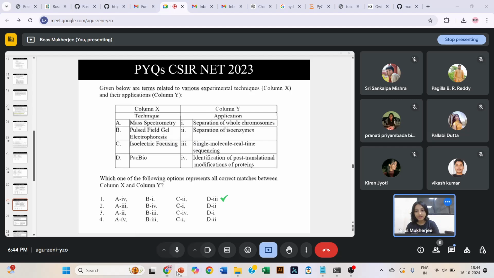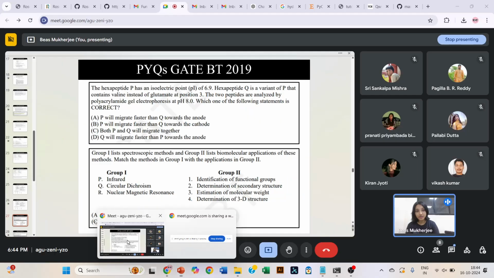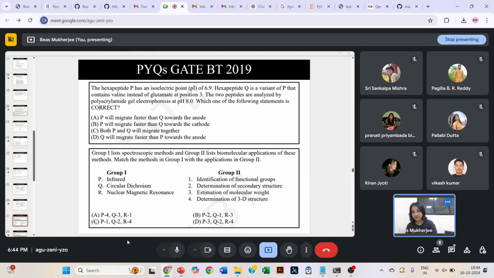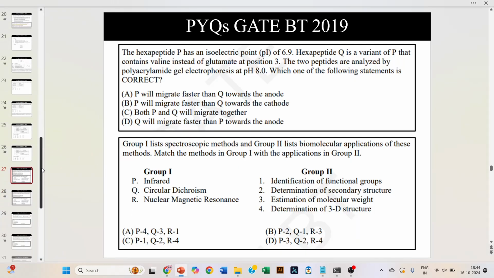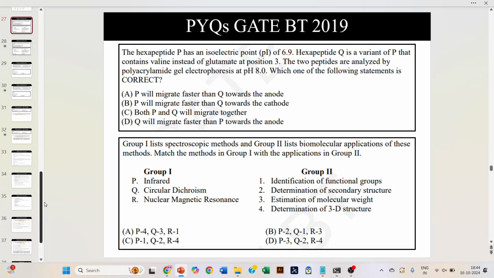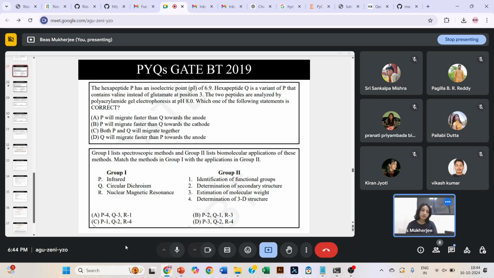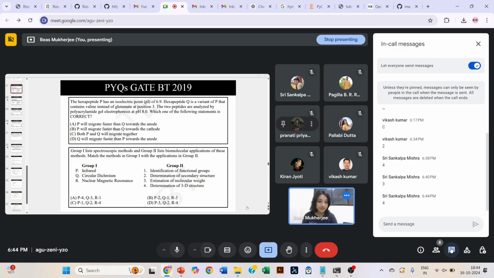Fine. We'll go to the next question. Try to solve these two. These are GATE Biotechnology 2019 questions. We don't have too many questions today, just a few more, and then that's all. These are also very logical, very simple questions. All you need to do is understand everything properly.